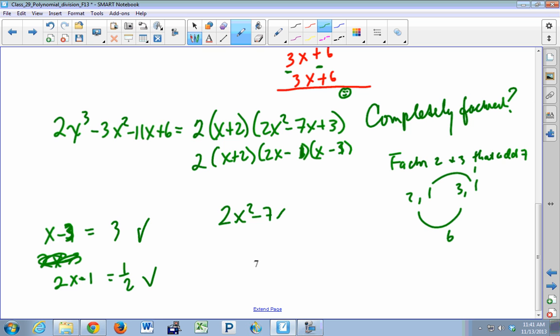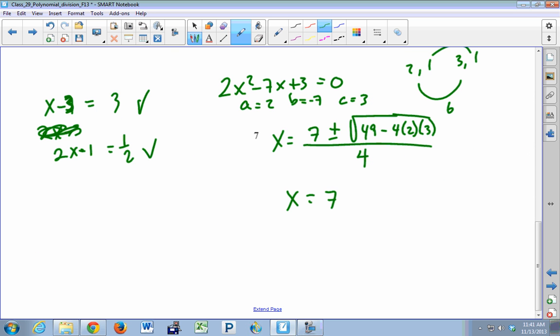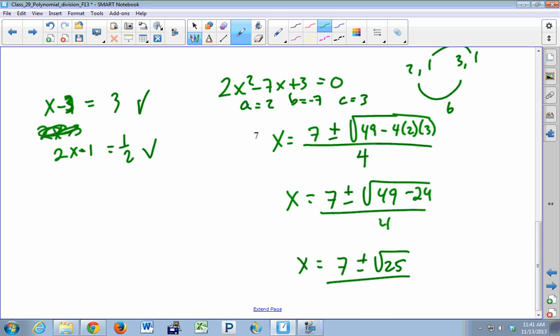So let's do it. 2x squared minus 7x plus 3, you set it equal to 0. A is 2, B is negative 7, and C is 3. X equals 7, the opposite of B, plus or minus the square root. B squared, 49, minus 4 times 2 times 3, all over 2 times 2, which is 4. Extend the page. X equals 7 plus or minus 49 minus 24, all over 4. X equals 7 plus or minus a beautiful square root, 25 over 4. 7 plus or minus 5 over 4.